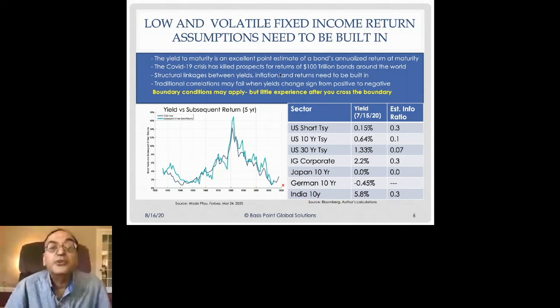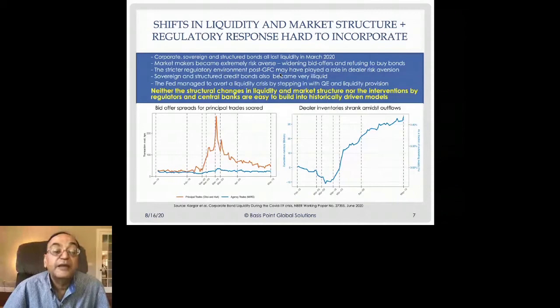Another major issue that occurred during the COVID crisis is the change in the market structure and liquidity of various instruments. Here you can see the bid-offer spreads of corporate bonds as represented on the left-hand side through the spreads and on the right-hand side through dealer inventories. And basically, during the period of the crisis, dealers abruptly changed their behavior. They stopped acting as principal for trades, and they treated themselves primarily as agents. On the right-hand side, you can see that the inventories of bonds actually went down. But once the market began to recover, they rapidly began to buy the bonds.